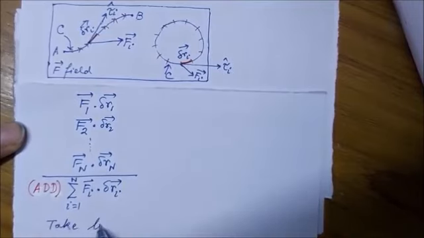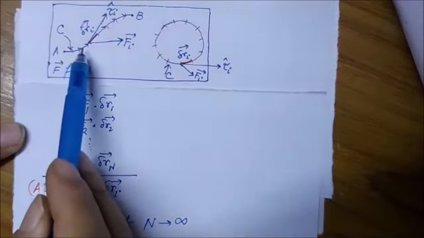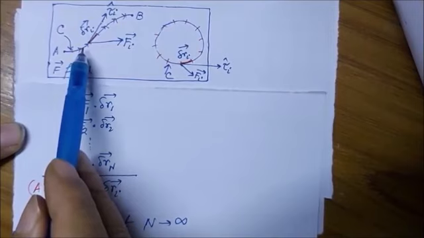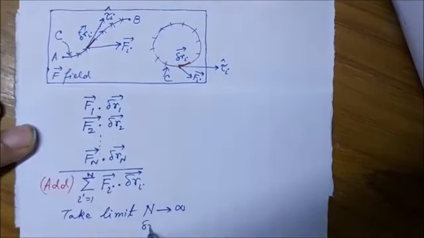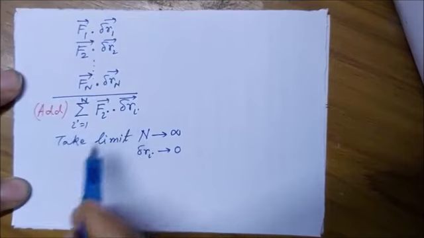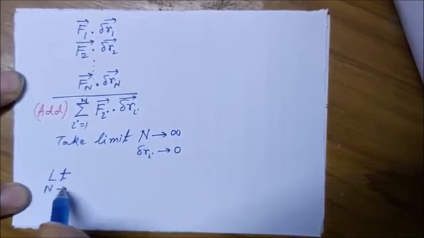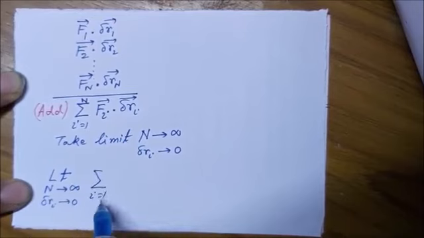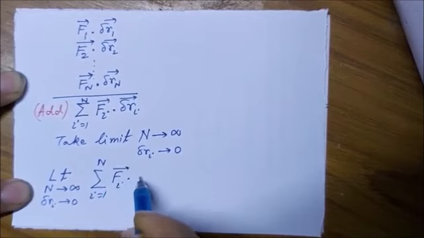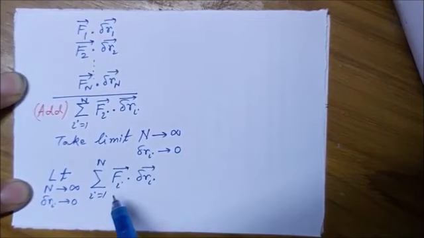Next step is we have to take the limit n tending to infinity. In other words, the number of segments is infinity, and this means automatically the length of the segments or the size of the small elements will no longer be finite but will be infinitesimally small. So delta ri tends to 0. Let us write it with these limits. And this is what we get.